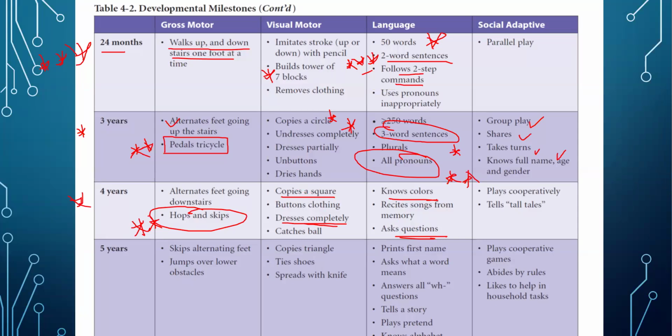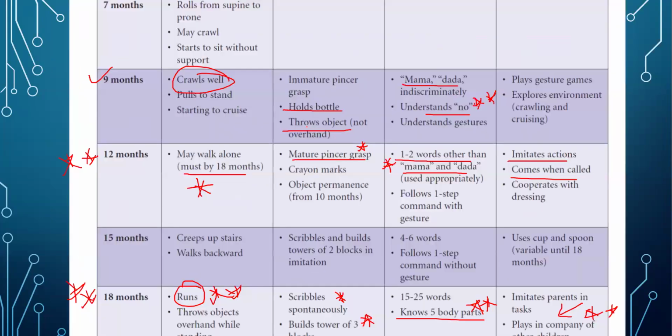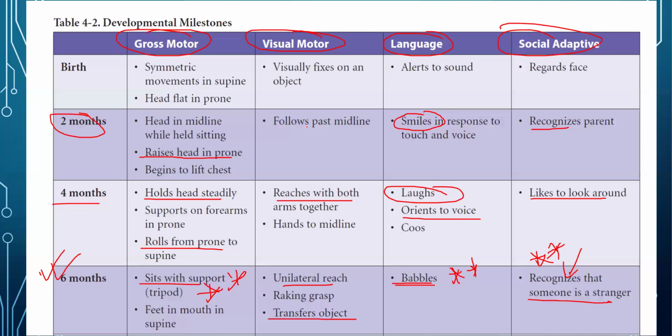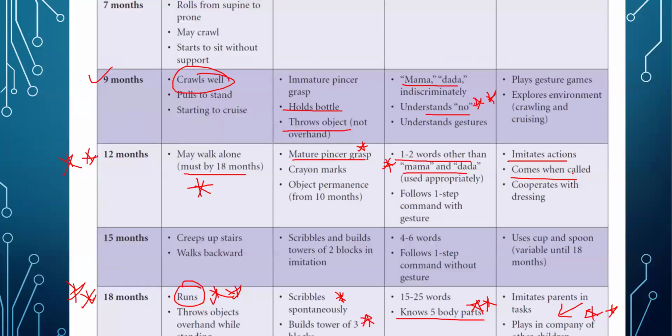So 2-step command means that you ask the child like, can you fold that paper and then put it on the table? So 2-step command. First fold the paper and then put it on the table. Okay? Any question, guys? So I know there is no question in here, but you will have to memorize these things. Okay?